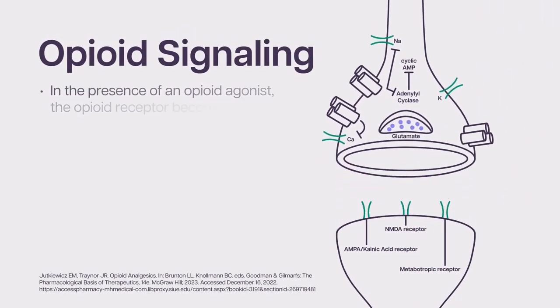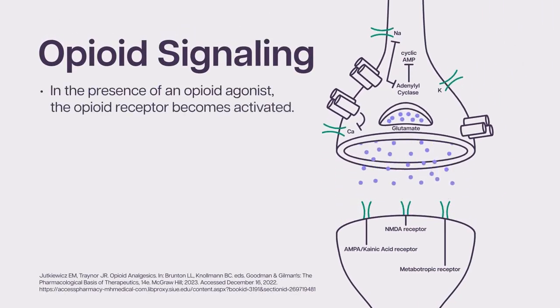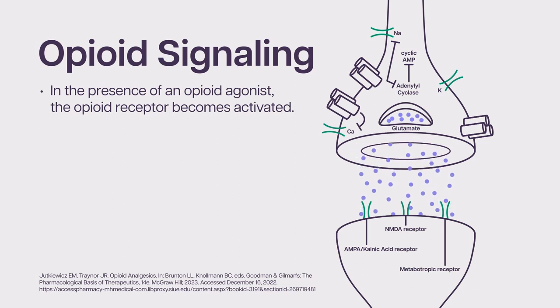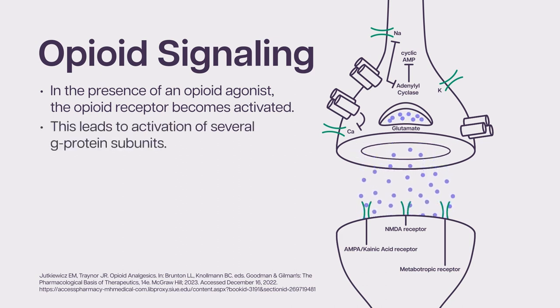Opioid signaling. In the presence of an opioid agonist, the opioid receptor becomes activated. This leads to activation of several G protein subunits, which provides a complex pattern of downstream intracellular signaling. This signaling pathway is the same for all types of opioid receptors.